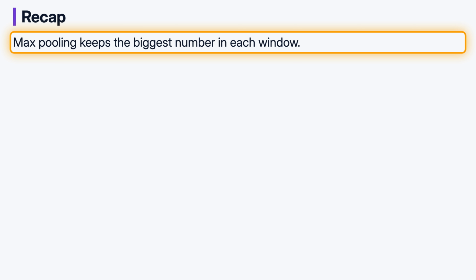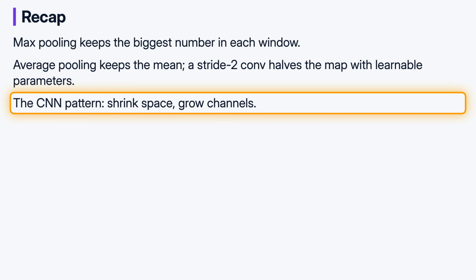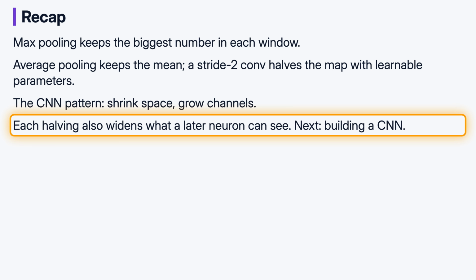Let's review. Max pooling keeps the biggest number in each window. Average pooling keeps the mean, and a stride-2 conv halves the map with learnable parameters. The convolutional pattern is shrink space, grow channels, and each halving also widens what a later neuron can see. Next, we build a CNN.